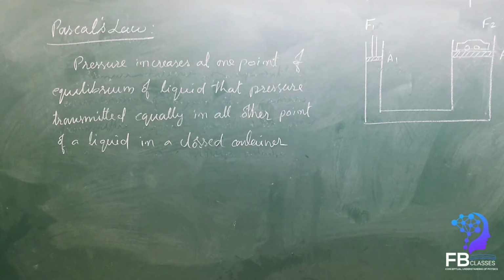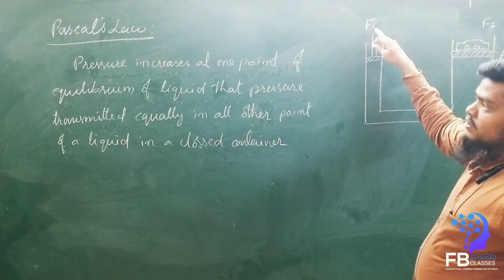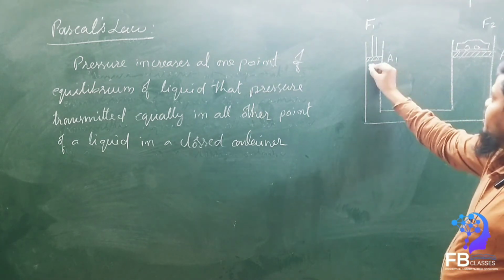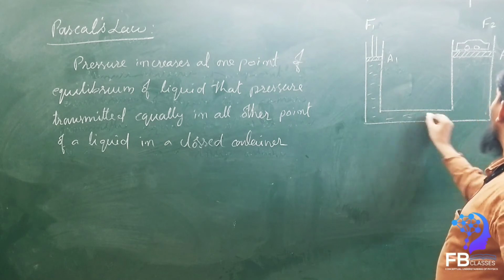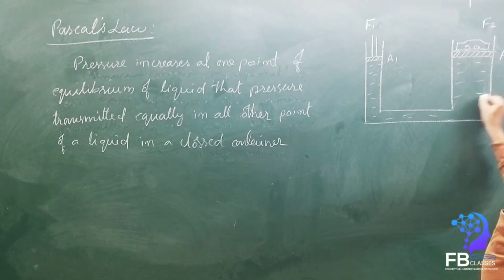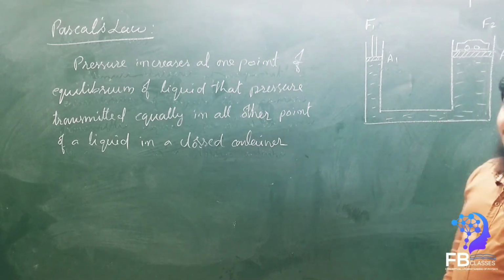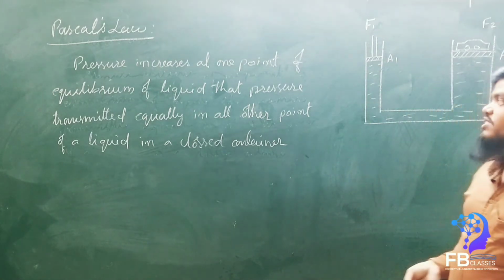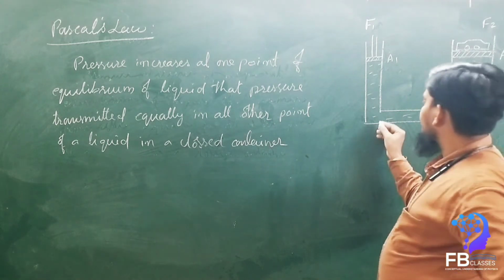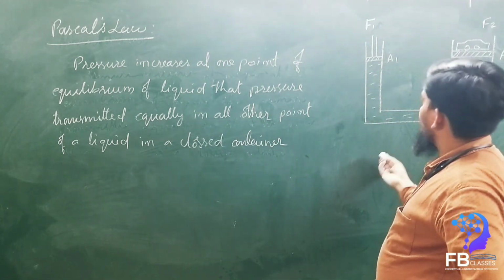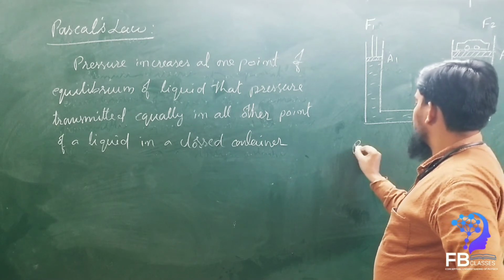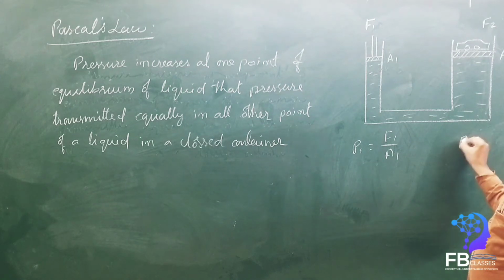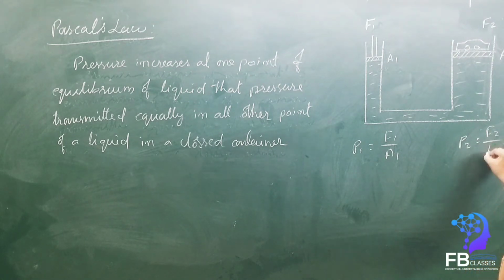Pascal says that when you apply a force, this force can be transmitted throughout the liquid. Let's say there is a liquid here. This total pressure will be transmitted equally throughout the liquid, in the same manner on the wall of the container as well. So the pressure here is P1 equal to F1 upon A1. In the same manner, P2 is equal to F2 upon A2.